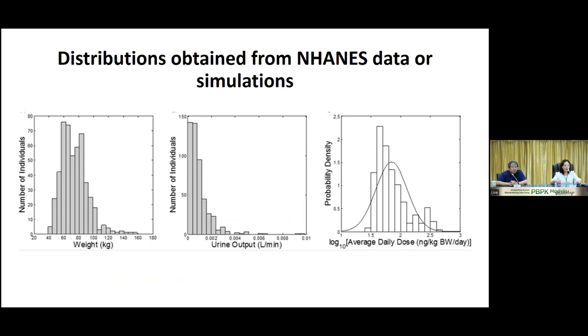And then the middle figure is urine output, urine volume per time. So this, again, came from the CDC data. It's very skewed. Most people, you see less variation compared to body weight. So it's volume of urine per time. And then the third figure is average daily dose. That is something we, it's exposure. So exposure is also log normally distributed, because it kind of looks like normal, but it's on a log scale.